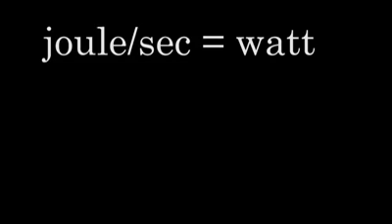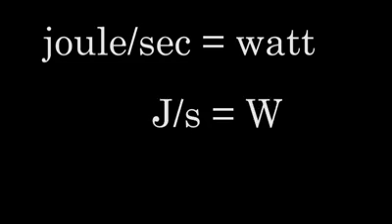A joule per second is named a watt, after the Scottish engineer James Watt, and the watt is abbreviated with a capital W. Alright, let's look at another example.